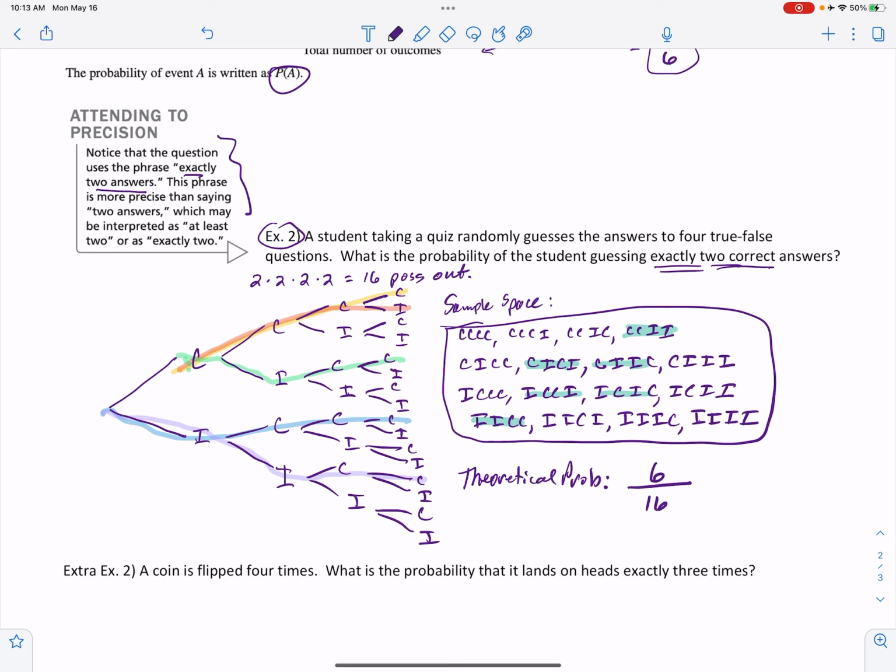So 6 have exactly 2 correct, or that is 3/8, or about 0.375, or 37.5%. And you can just put all of those, and there you go.